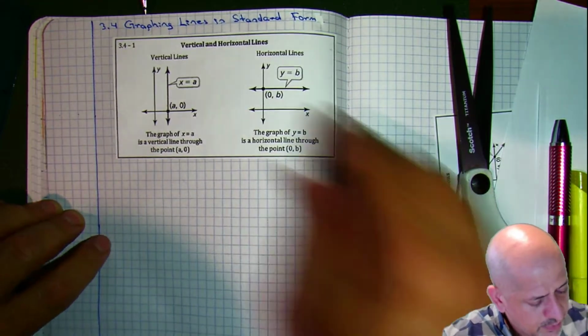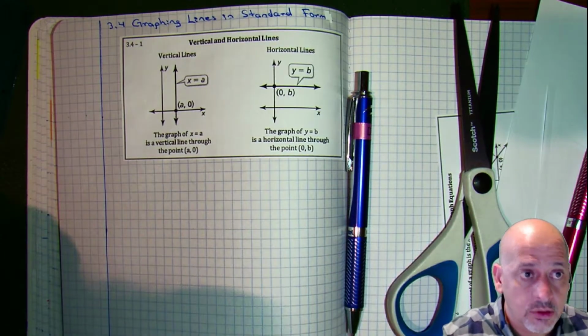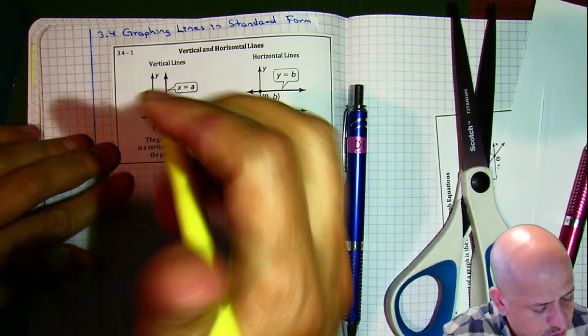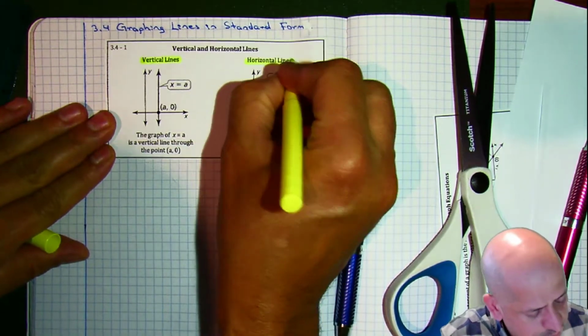Whenever we have a vertical line, pause if you need more time. If you don't have your cutout, you can pause it and take the time to copy it down. Vertical lines versus horizontal lines.